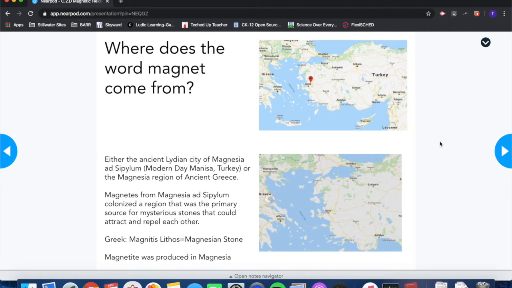Magnetes from Magnesia ad Sipylum colonized a region that was the primary source for mysterious stones that could attract and repel each other, which would be magnets. In Greek, magnetus lithos means Magnesian stone, and magnetite, which is a magnetic ore, was produced in the Magnesia region of Greece. So, the word magnet comes from one of those 2 sources.